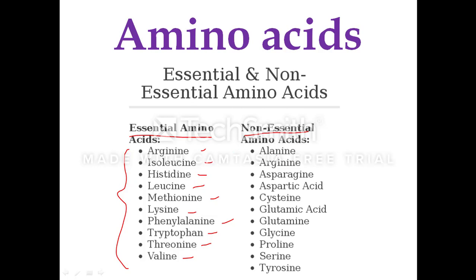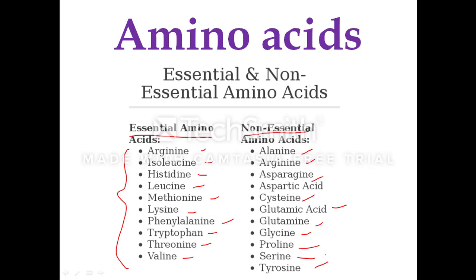The other amino acids, the non-essential amino acids, which include alanine, arginine, asparagine, aspartic acid, cysteine, glutamic acid, glutamine, glycine, proline, serine, tyrosine. About 9 to 12 can be manufactured by the body itself, by the cell itself. Such amino acids are called non-essential amino acids, synthesized in the cell. You need not supplement them through the diet. They are called non-essential amino acids.